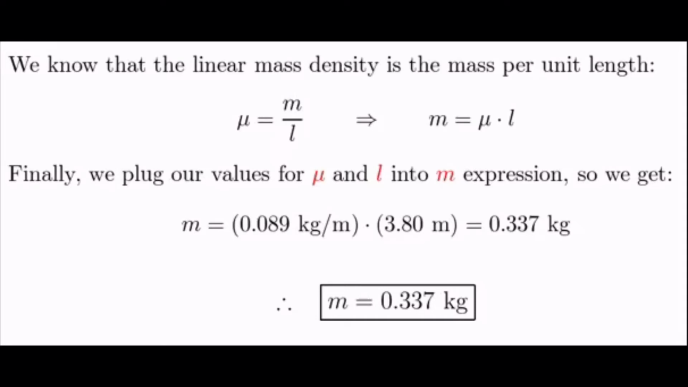So we would get m equals 0.089 kilogram per meter times the length of the rope, which is 3.8 meters, and we would have the final answer of 0.337 kilogram as the mass of our rope.